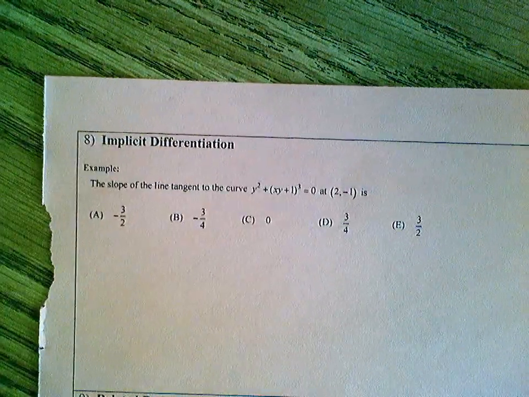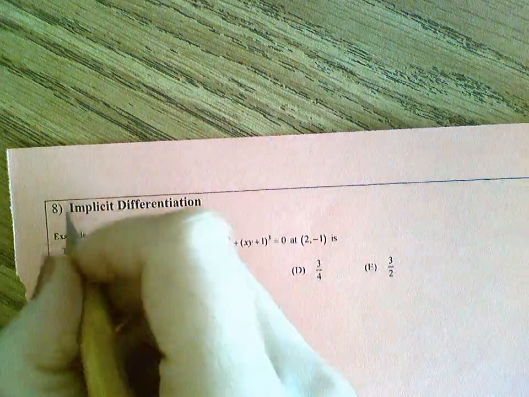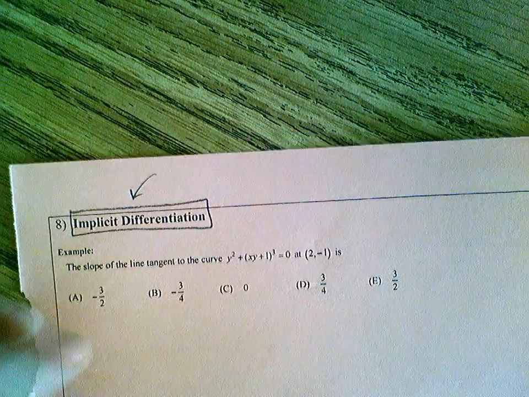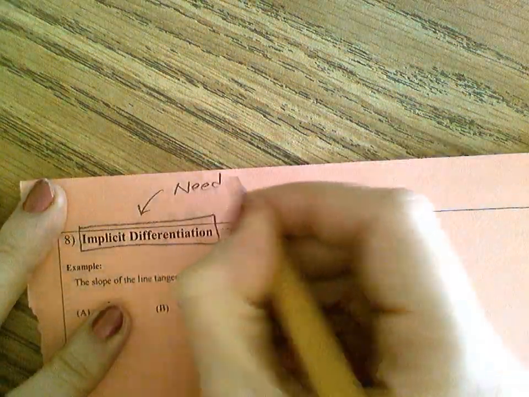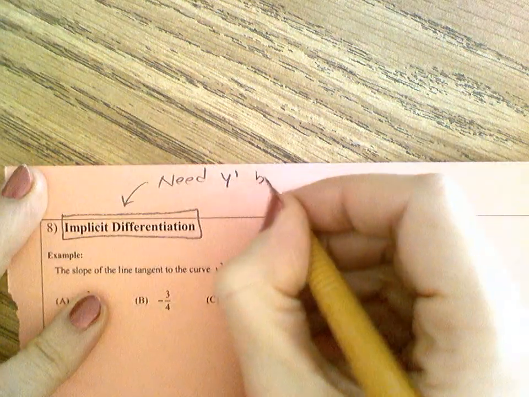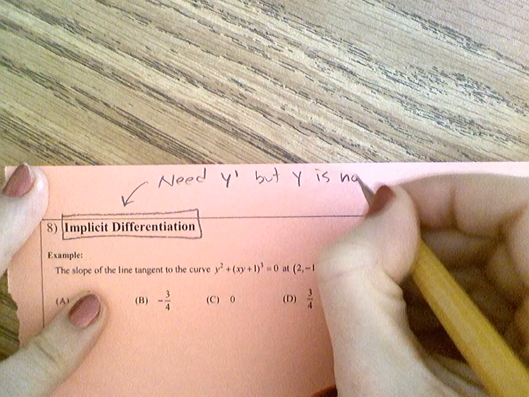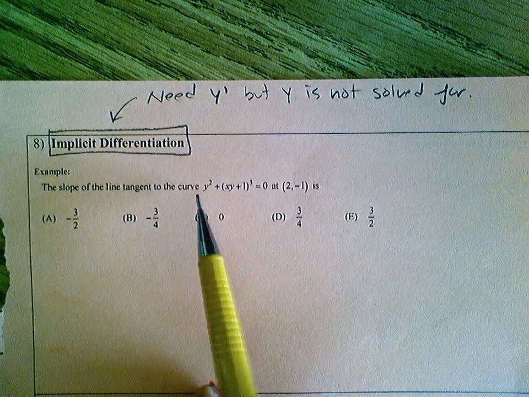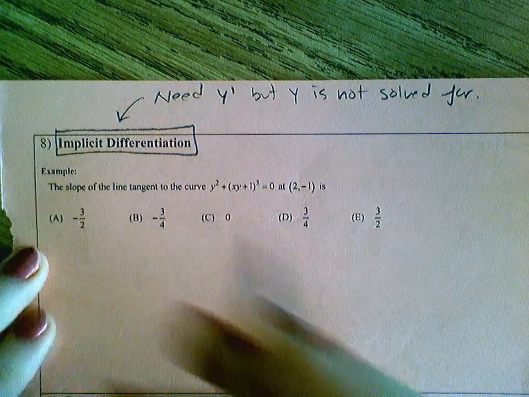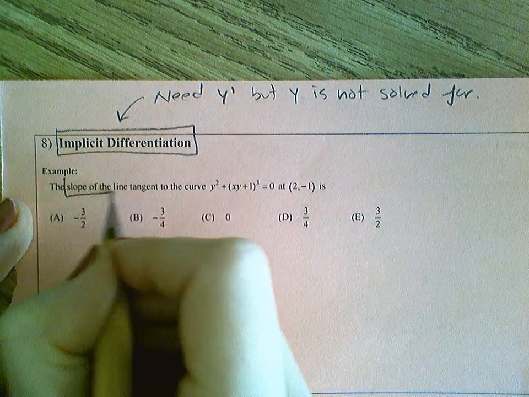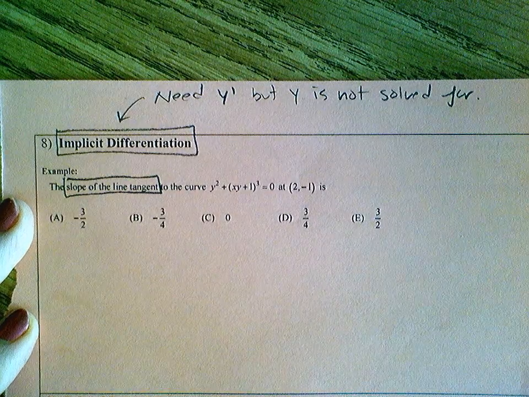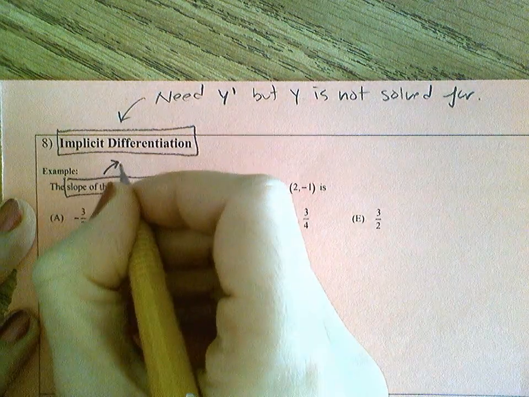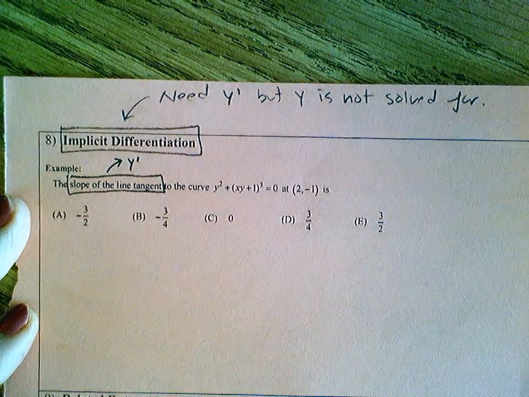Implicit differentiation. Okay, so how do you know something is implicit differentiation? It's when you need y prime, but y is not solved for. So the x's and y's are mixed up. So the slope of the tangent line to this curve at (2, -1) is what we want to find. Now, the slope of the tangent line, you need to know that that is y prime.